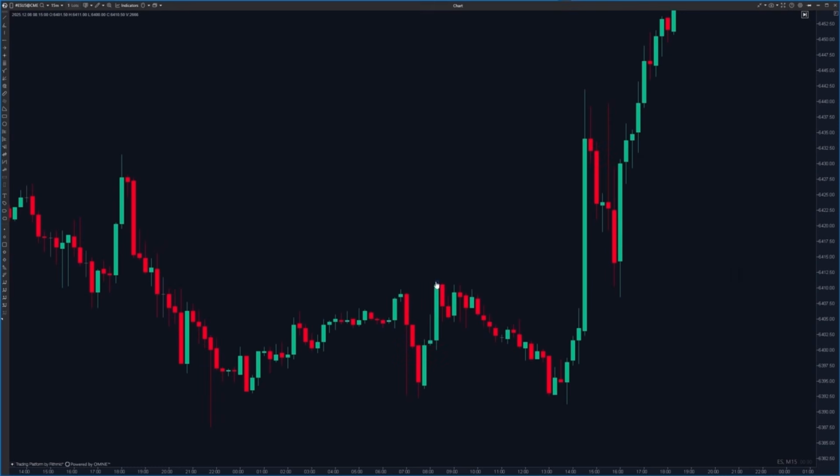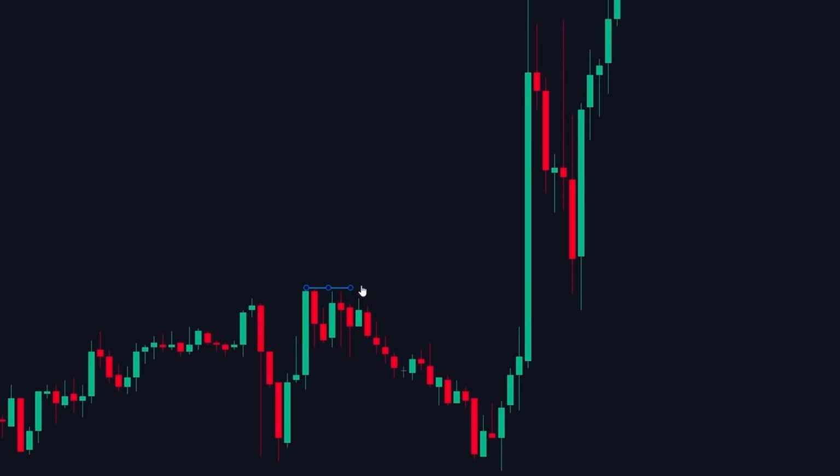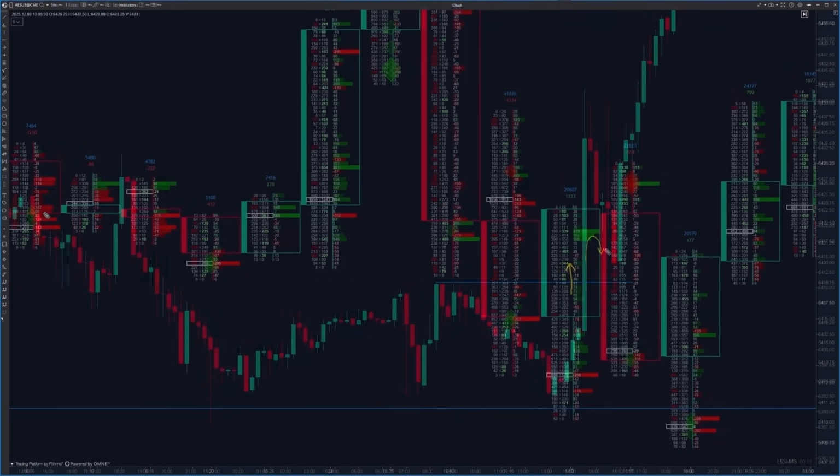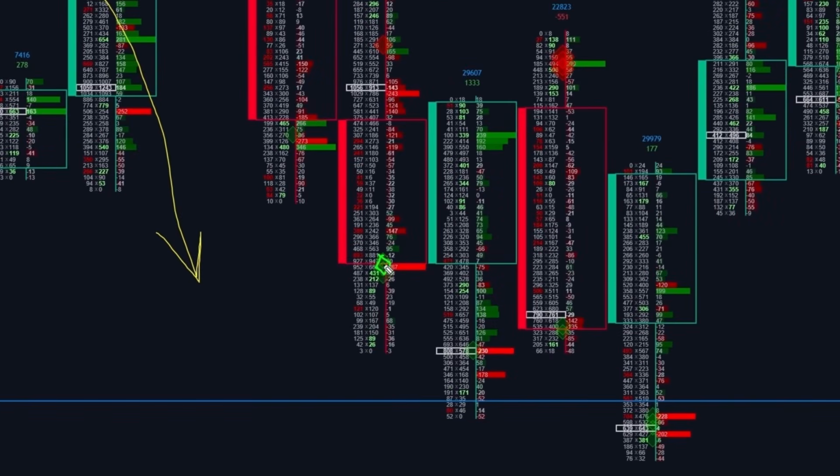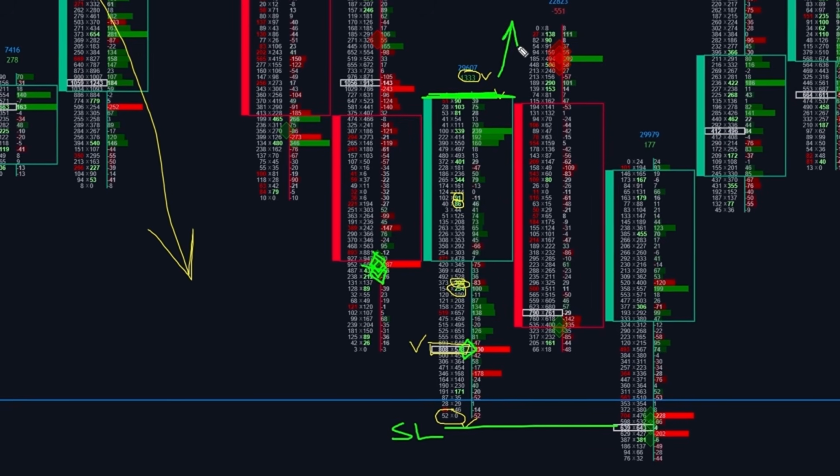This works both on reversals and continuations. After the change of character breaks the high, switch to the 5-minute and wait for a pullback. Previous resistance becomes new support. The template confirms institutional absorption during the pullback, indicating continuation of the move. Another perfect candle, all 6 conditions aligned for a long.